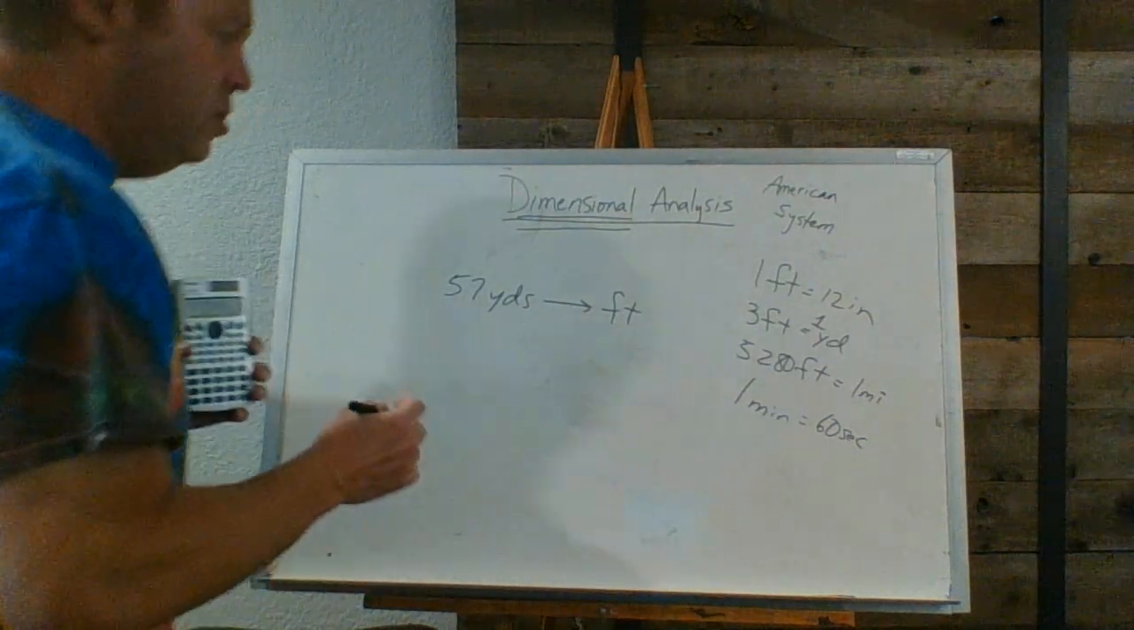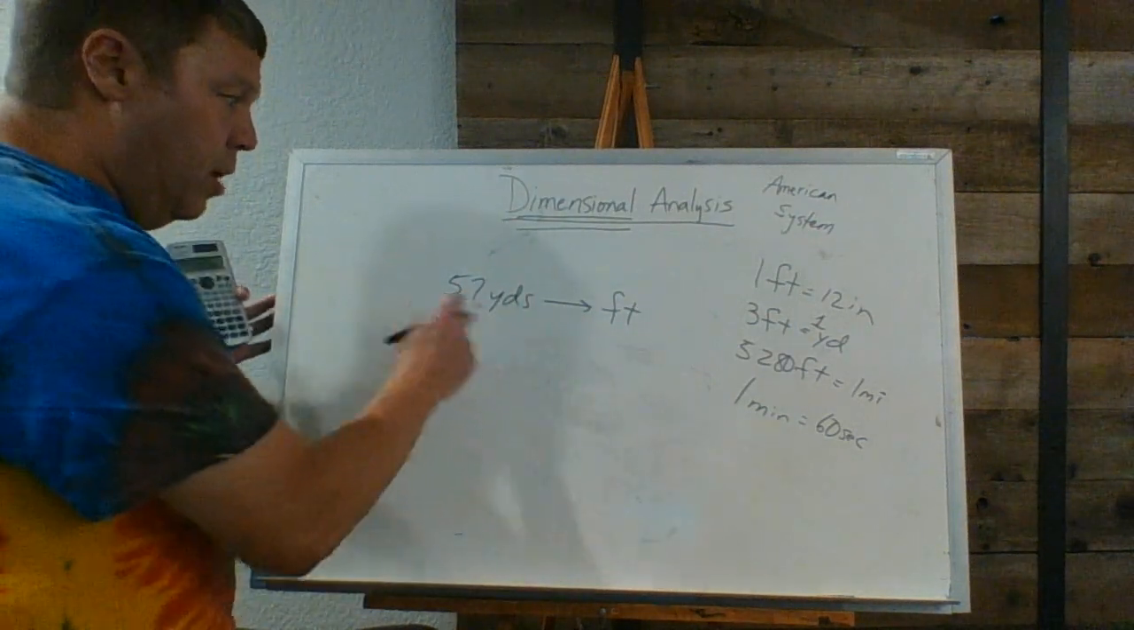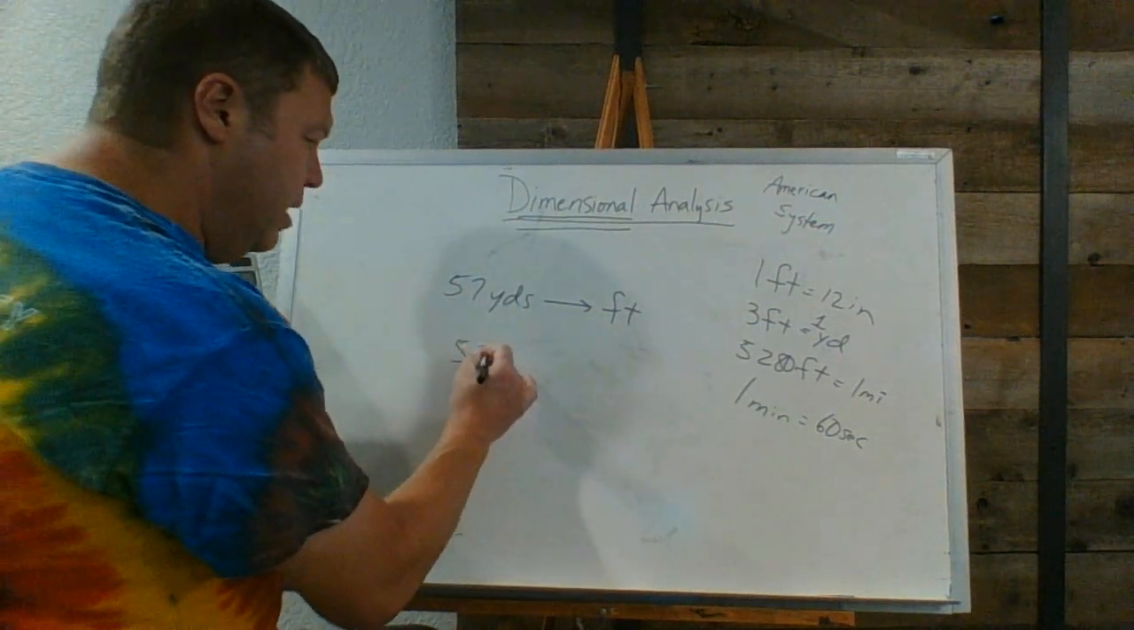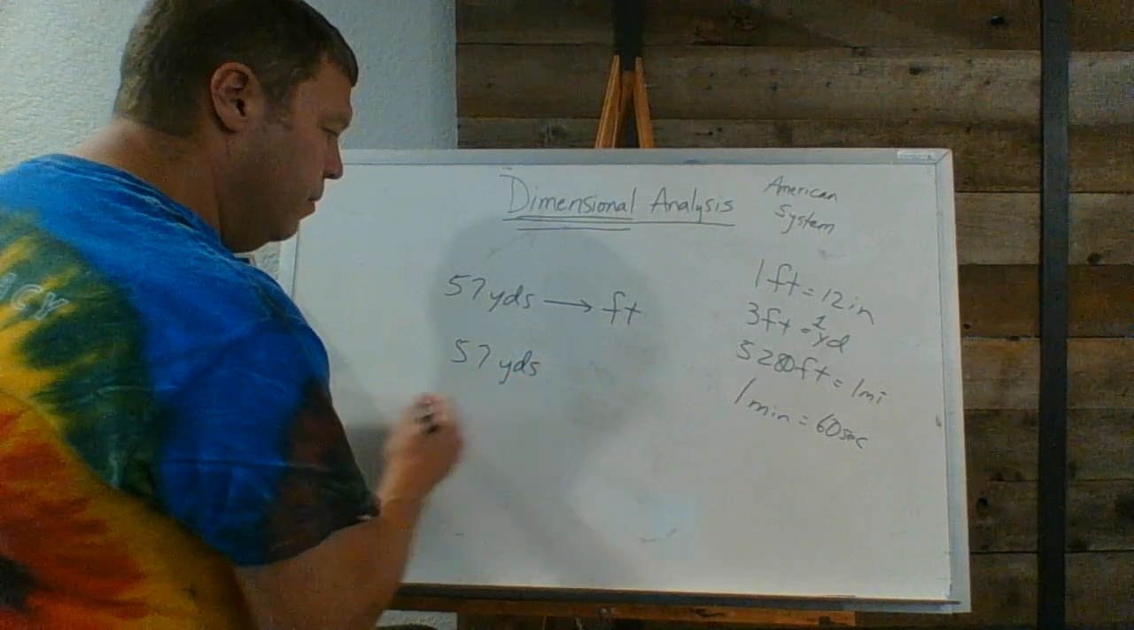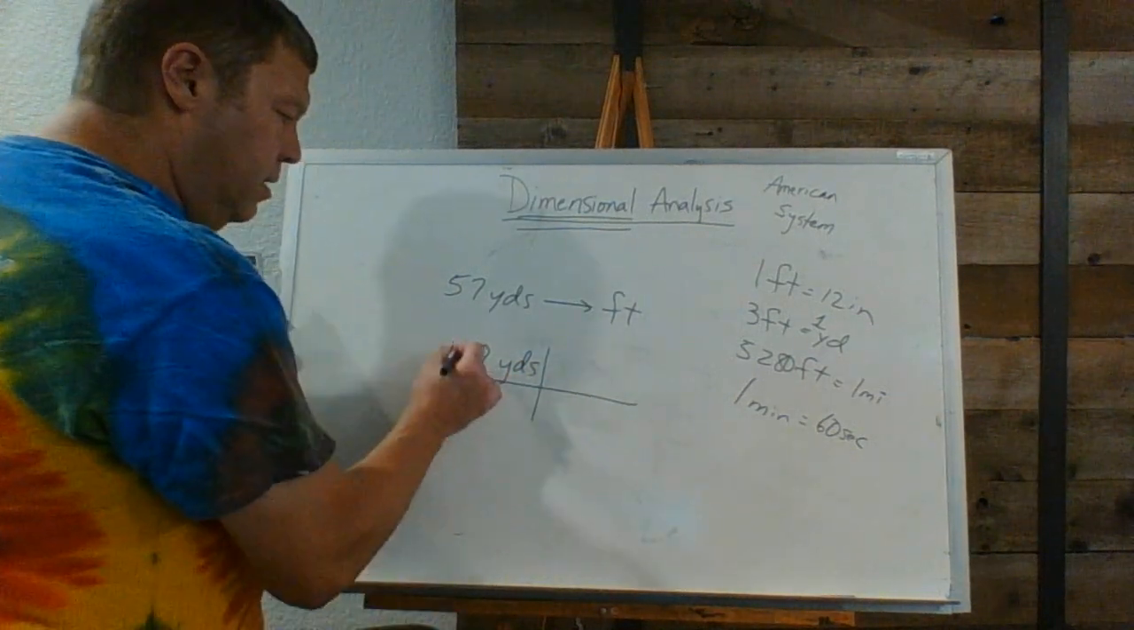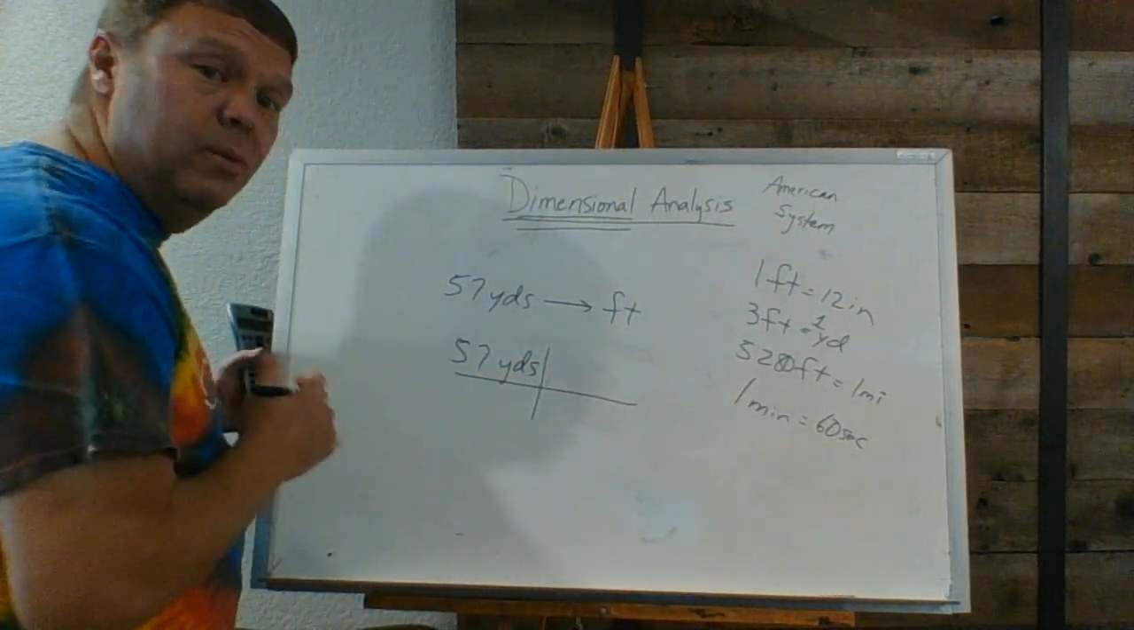All right, let's try this real quick. Hopefully this is what you did. What do you start with? What they gave you. 57 yards. Railroad track. Now this is not the best whiteboard I've ever had, so I'm doing the best I can.